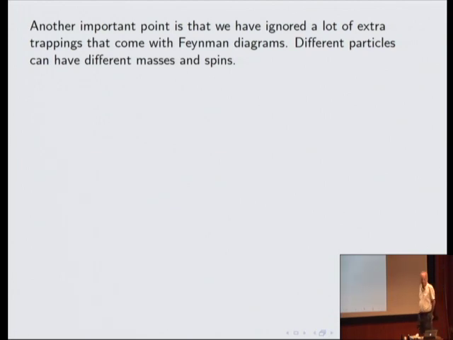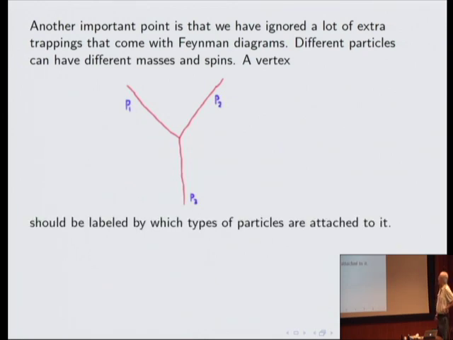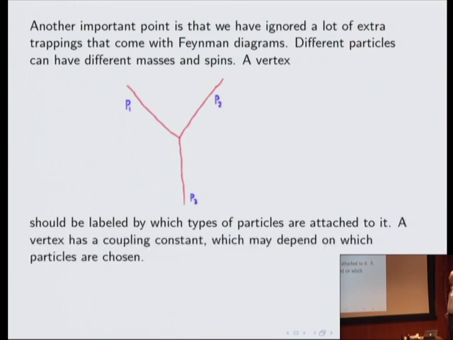Another important point is that we've ignored a lot of extra trappings that come with Feynman diagrams. So for example, different particles can have different masses and spins. When we have a vertex, we really should label it not just by the momenta, but by which kind of particle there is on each line. For example, maybe it's 2 electrons and a photon, or 2 neutrinos and a graviton, or something. So the vertex should be labeled by the types of particles, not just the momenta. A vertex has a coupling constant, and that coupling constant can depend on which particles are chosen.